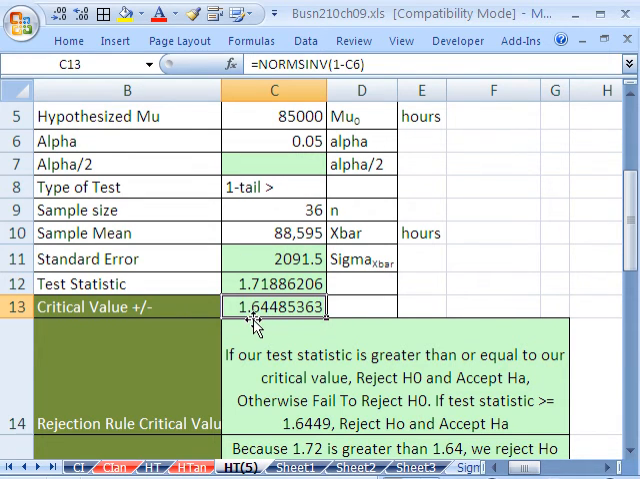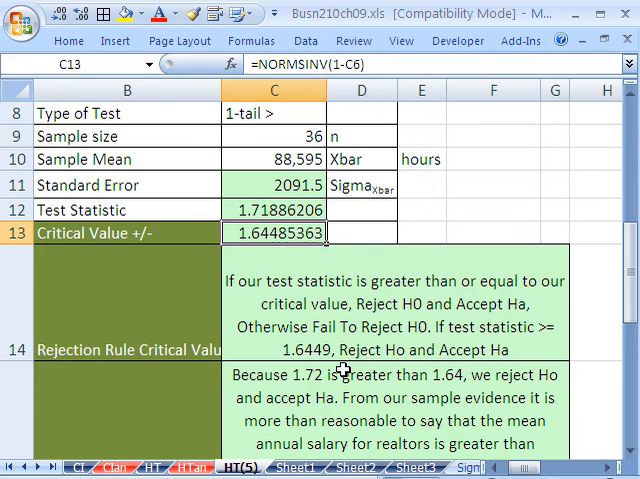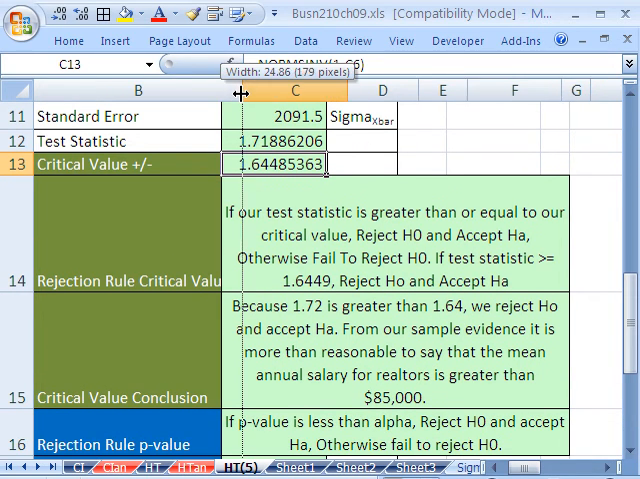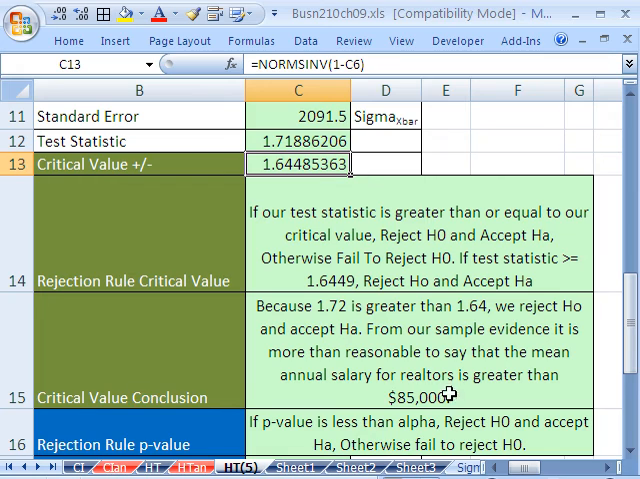That is greater than our critical value, our hurdle point. Our rule tells us that we must reject H sub 0 and accept H sub a. And here is our conclusion. This is the critical value conclusion. Because 1.72 is greater than 1.64, we reject H sub 0 and accept H sub a.